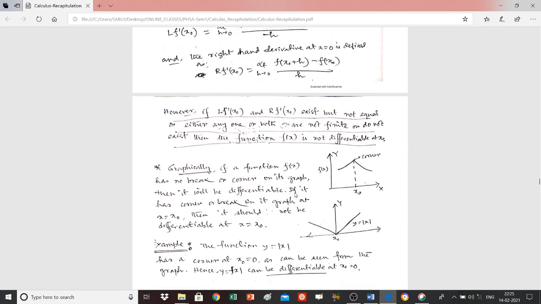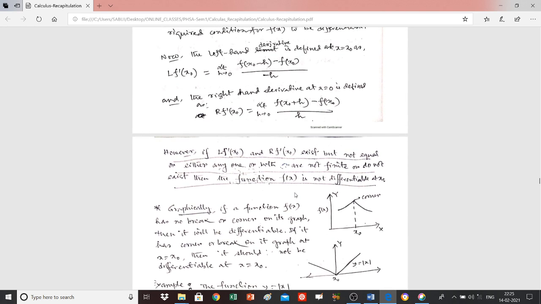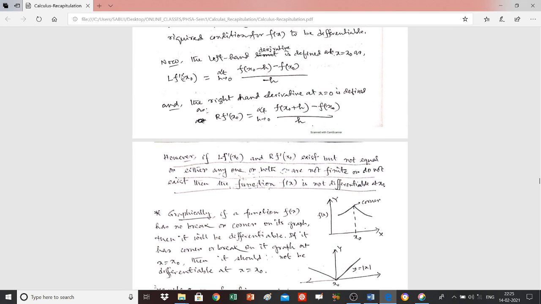So the necessary and essential condition for a function to be differentiable is that the left hand limit and the right hand limit both should exist, have finite values, and be equal. If any one of them does not exist or does not have a finite value, then the function will not be differentiable at the given point.